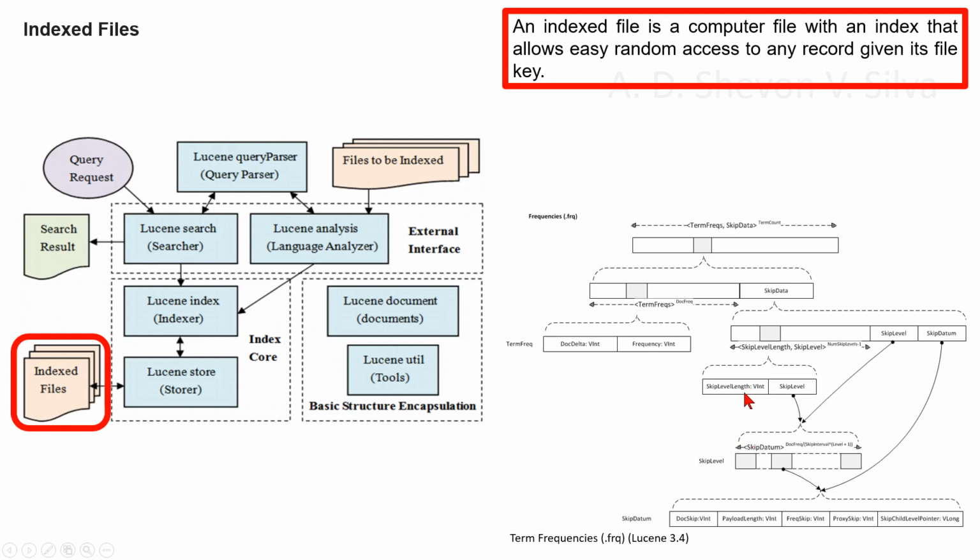The last level does not need skip level length since there are no more levels below it, so it is skipped. All skip data in all levels except the last level have a skip child level pointer, which points to the next skip level.